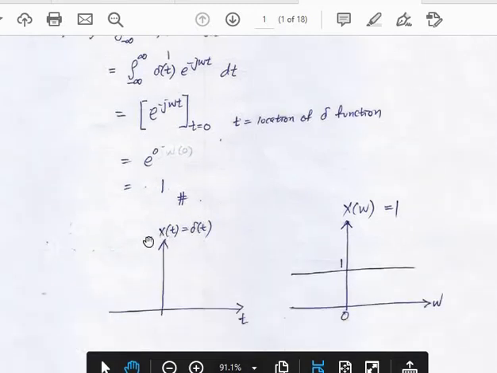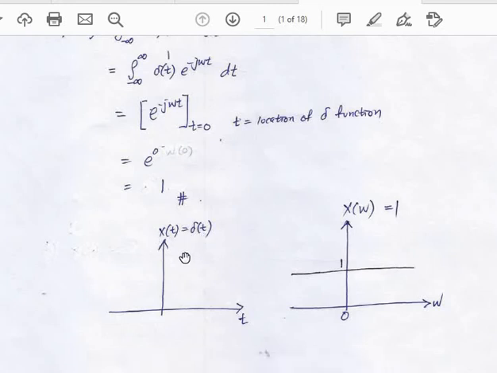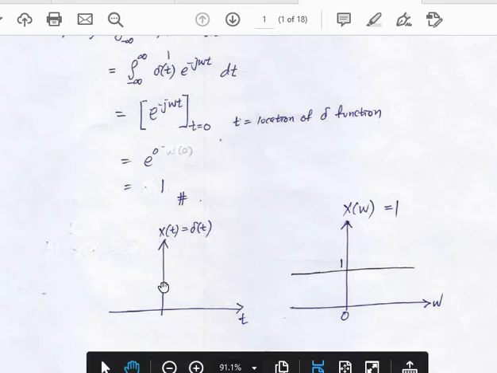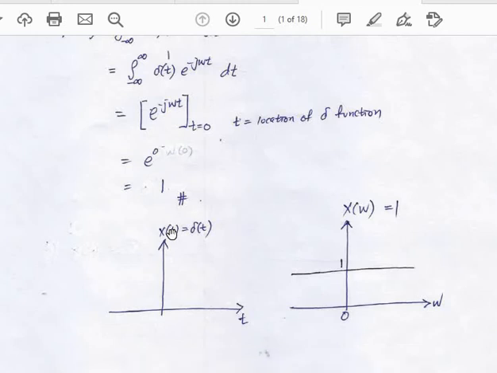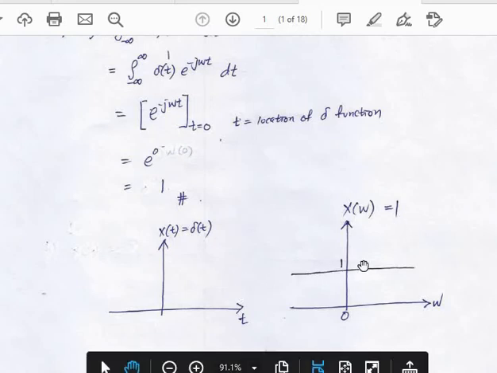Okay, so when you draw x t, it is delta t, which is 1 only. But when you draw x omega, which is in the frequency domain, which means that it is a Fourier transform already, this x t is the time domain, still continuous in the time domain. So x omega is equal to 1. So you draw a line of 1.